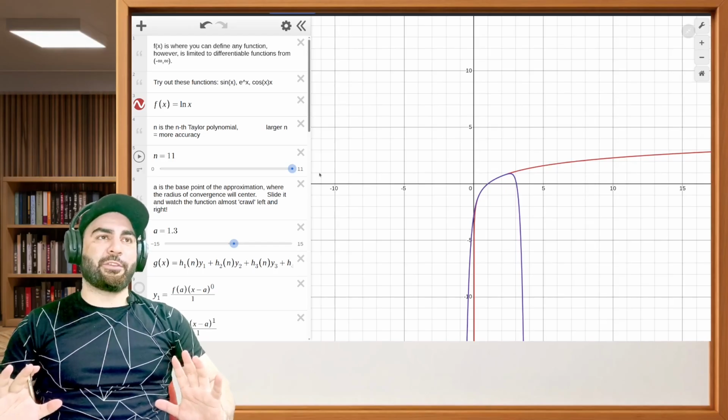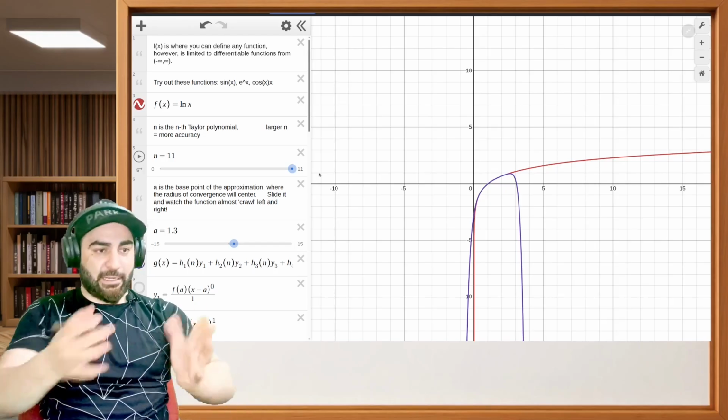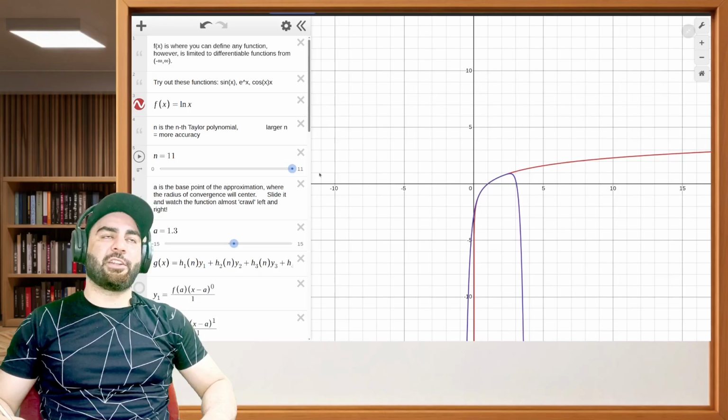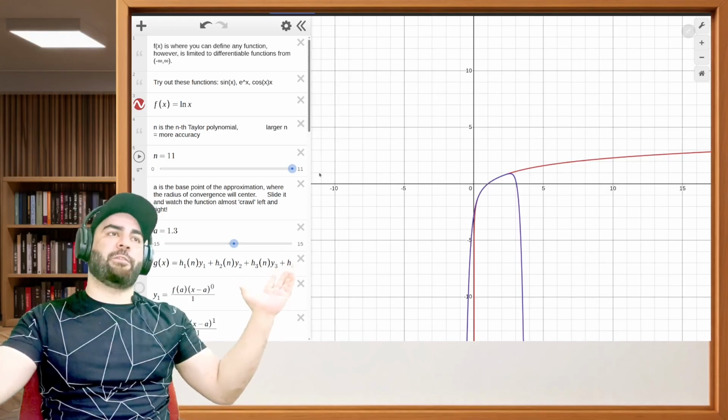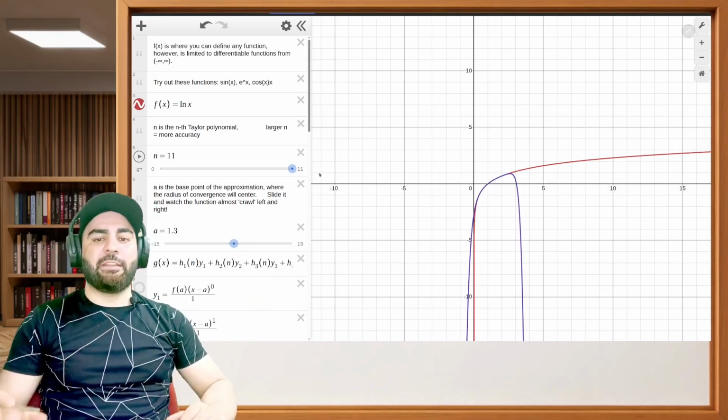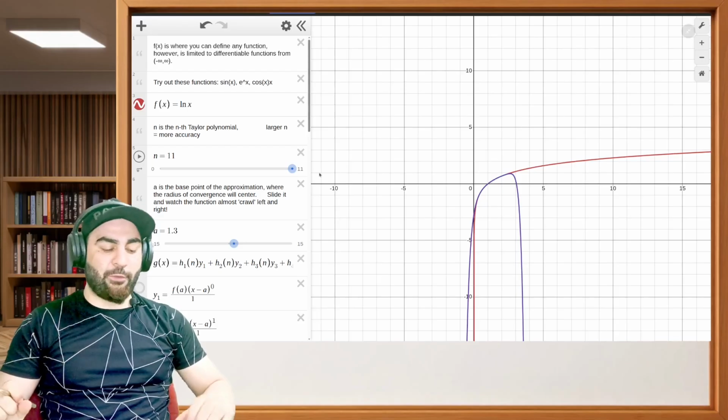But I want you to understand, have you understood how this Taylor approximation works for many other functions? And you saw the example that for the natural log of x, it cannot approximate the whole function, and it can approximate the function only up to certain points. So have you understood this?